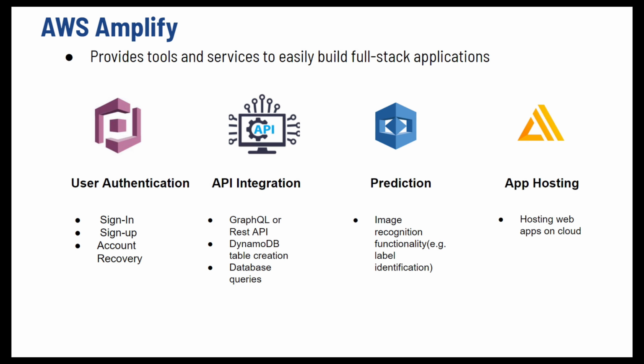Here are some use cases for which we'll be using Amplify in this lab. Firstly, we can easily add user authentication to our application using the Cognito user forms. It gives us the functionality of sign in, sign up, and account recovery. Moreover, we can add an API to our application, which can either be a REST API or a GraphQL API, in order to interact with the database to create the table as well as to query the data. Furthermore, we can easily add a prediction module to our application through Amplify, such as the identification of image labels. Finally, we can host our applications on the cloud using Amplify.